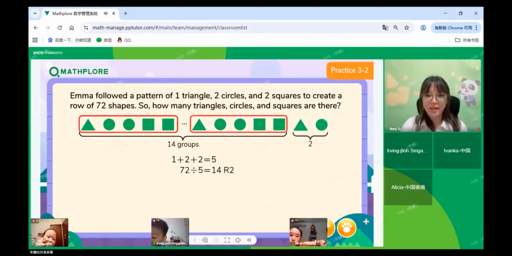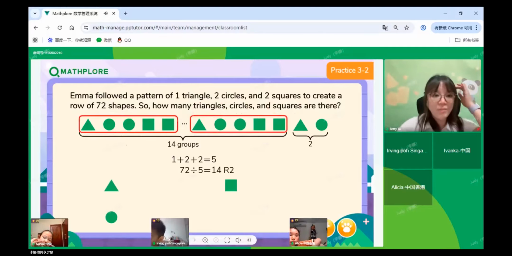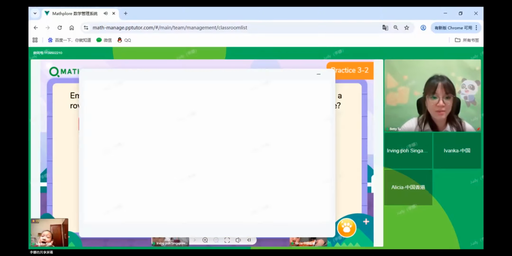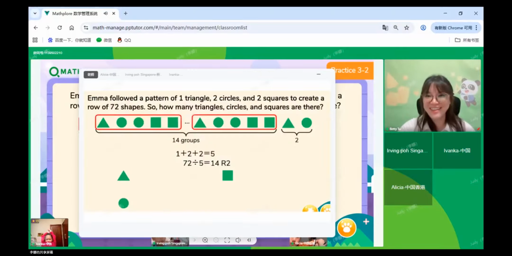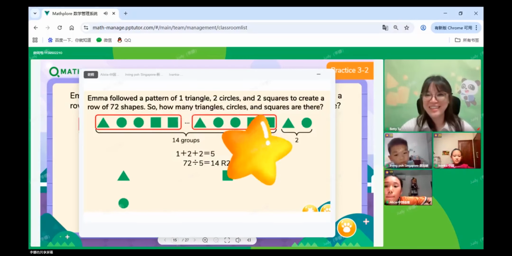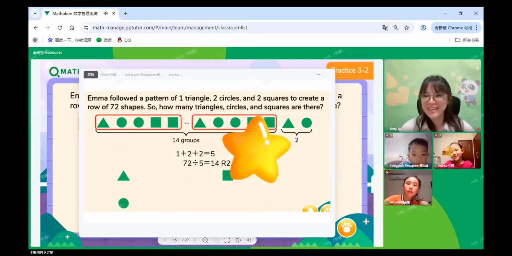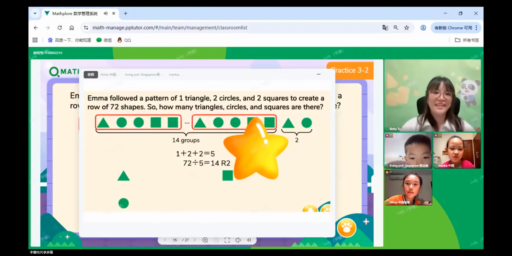Good. And then it's your time to work out how many shapes there are for each type. Okay, let's go.